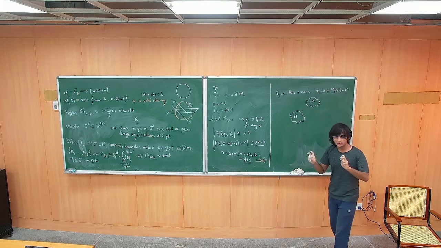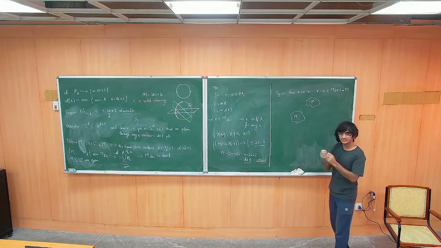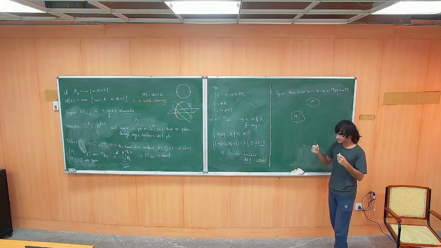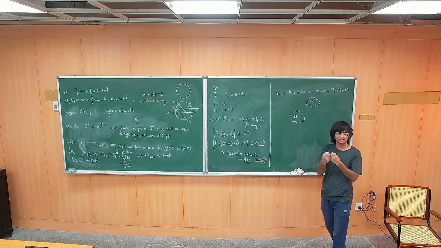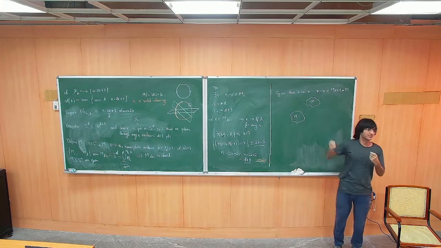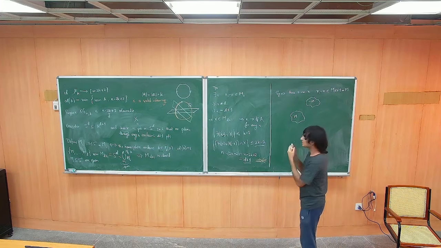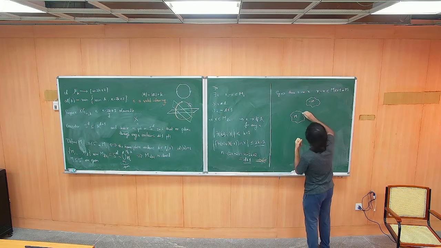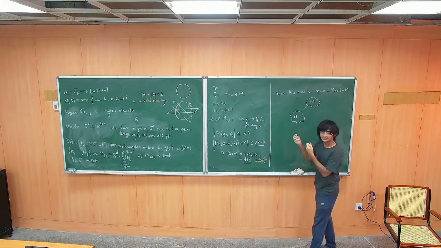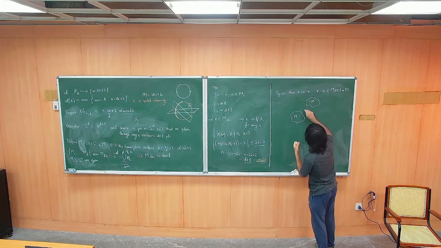Since they are closed, there is some sort of minimum distance between them. That is, they can't approach each other as small as they want. Why is that true? Because it's compact. You can just find a subsequence. So, fine. So there is some fixed minimum distance. Call this delta.